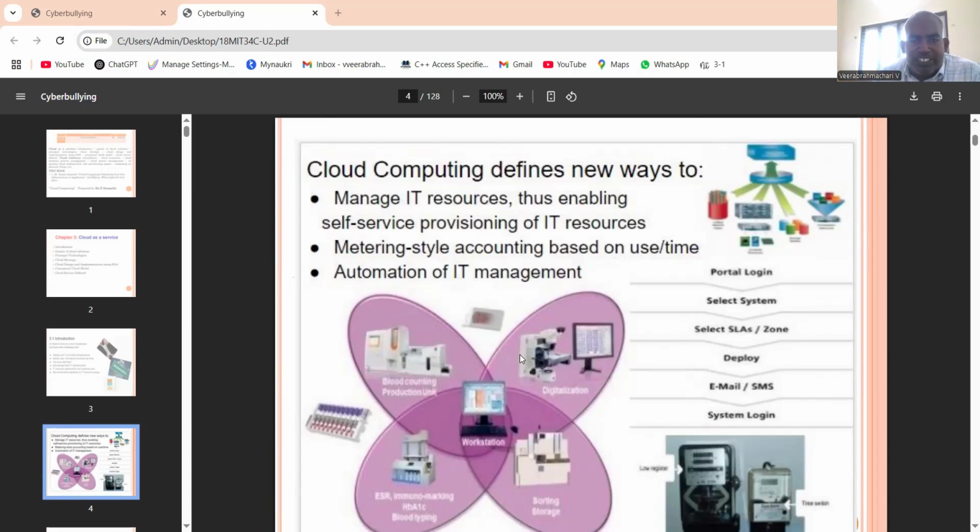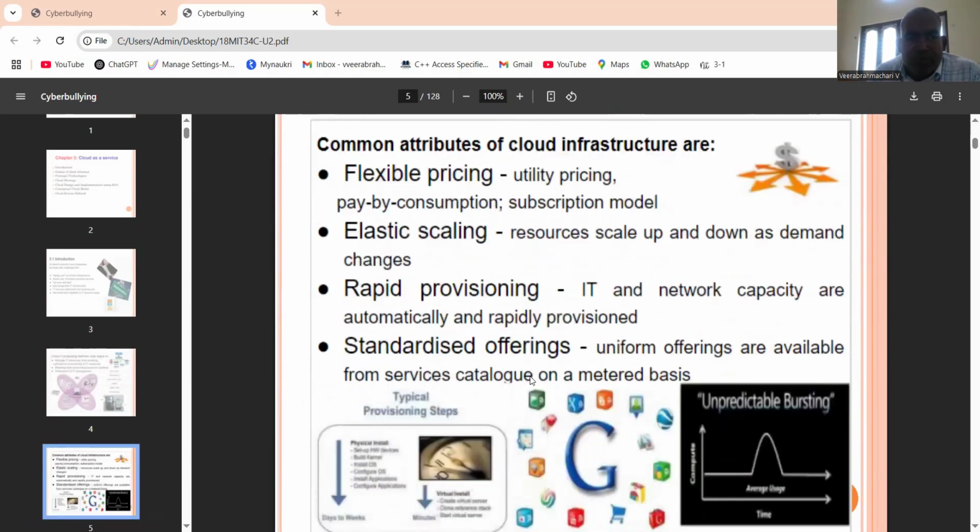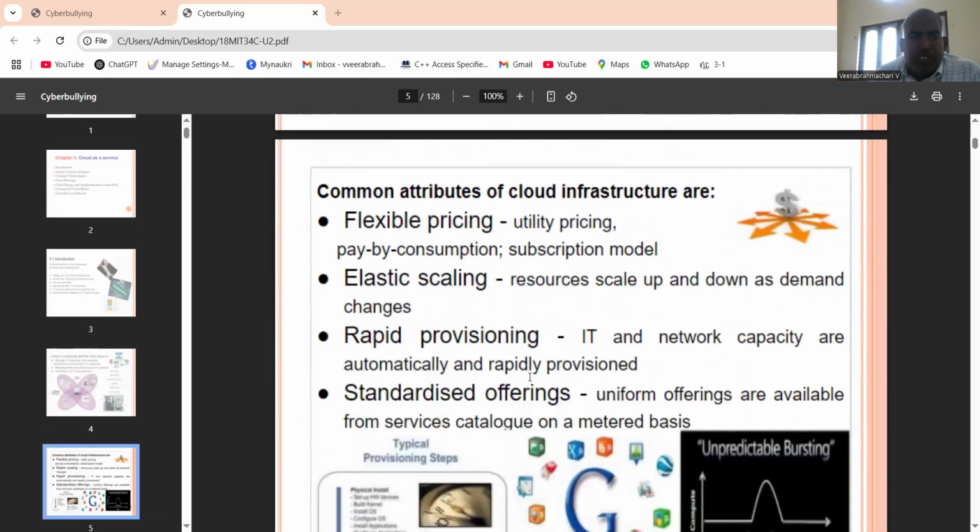They use portal login and select the system, with a secure layer of architecture, various zones, and different types of emails, SMS and system logins. What are the common attributes of cloud infrastructure? What are the common attributes used for cloud infrastructure as a service?